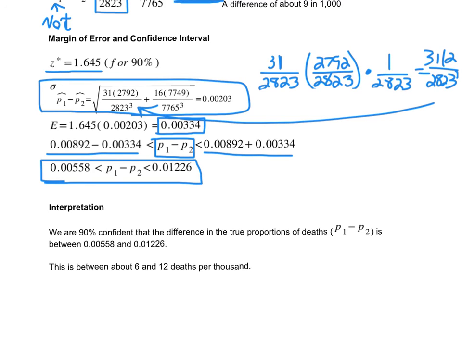Okay, hopefully that helps. That's the gist for building a confidence interval for the difference of two populations, or a two-proportion Z interval. Next video, I'll show you how to do it very simply with the calculator.